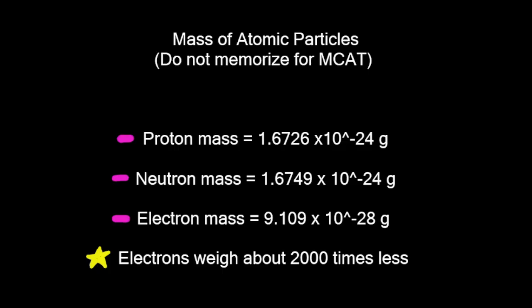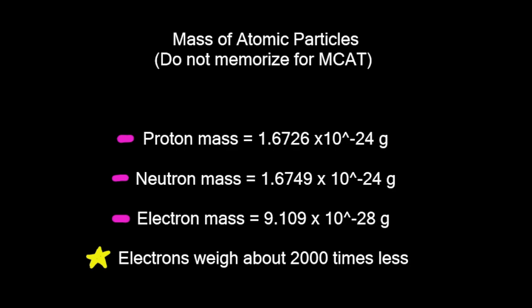On this slide, note the mass for a proton, a neutron, and an electron. Protons and neutrons have roughly the same mass, while an electron weighs about 2,000 times less than the mass of a proton and a neutron. Now, you do not need to memorize these values for the MCAT. They are shown here just to help you get a sense of how the masses of atomic particles compare to each other.